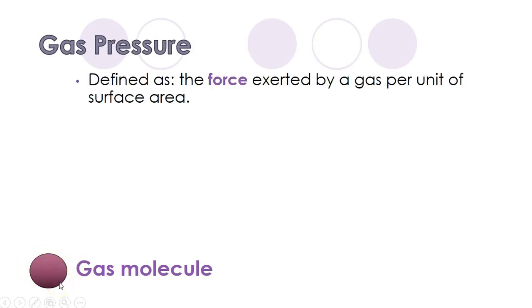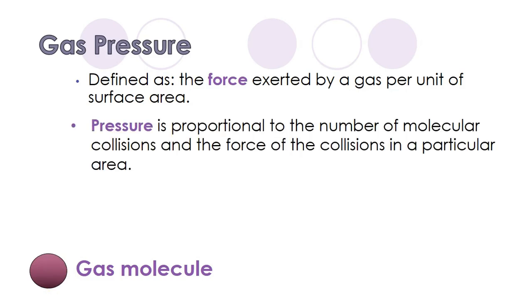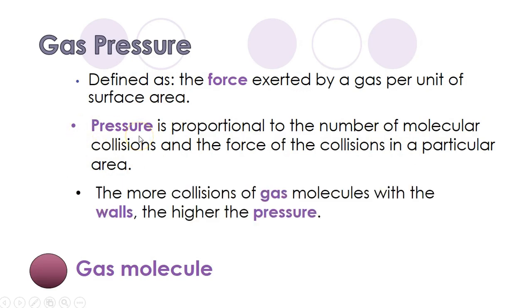The last thing we're going to talk about in this video is gas pressure. So pretend we have a gas molecule. What is gas pressure? Gas pressure is defined by the force exerted by a gas per unit surface area. So when we talk about pressure, pressure is proportional to the number of molecular collisions and the force of the collisions in a given area. So the more collisions you have, the more pressure you have.